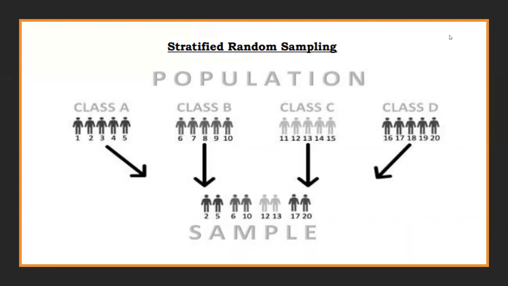That is stratified. Example nito, pantay-pantay naman yung class A, class B, class C, at class D. Hinati sila sa apat na grupo. Dahil pantay-pantay naman sila, naka-ratio tayo, ang kailangan ay walo, kumuha lang sila ng dalawa sa class A, dalawa sa class B, dalawa sa class C, at dalawa sa class D. So lahat ng class may representative.